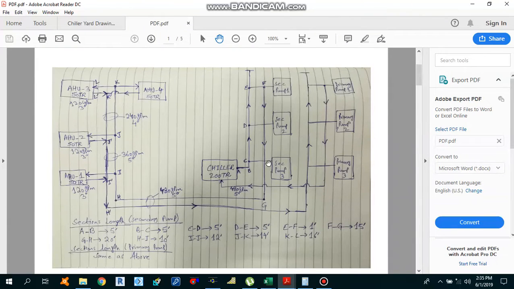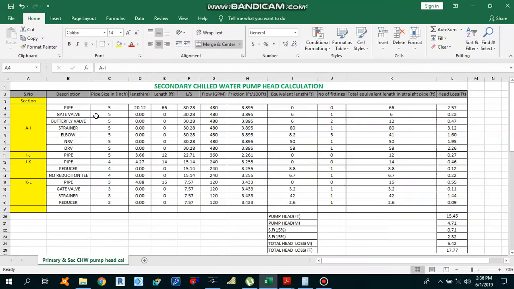if you see over here, our GPM and pipe size are constant up till point I. After point I, our GPM and pipe size change. So that's why we keep the same from section A to section I. Here we have 480 GPM and 5-inch pipe size from section A to section I.